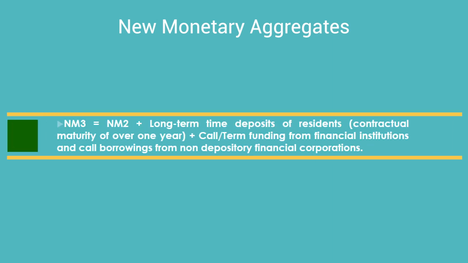And finally, we have NM3, the new monetary aggregate 3, which is NM2 plus long-term time deposits of residents, that is, contractual maturity over 1 year, plus call or term funding from financial institutions and call borrowings from non-depository financial corporations.